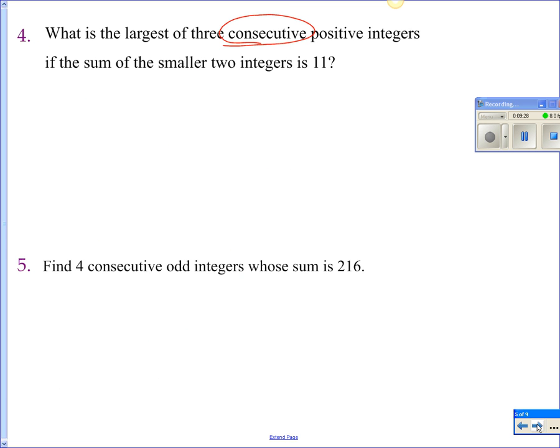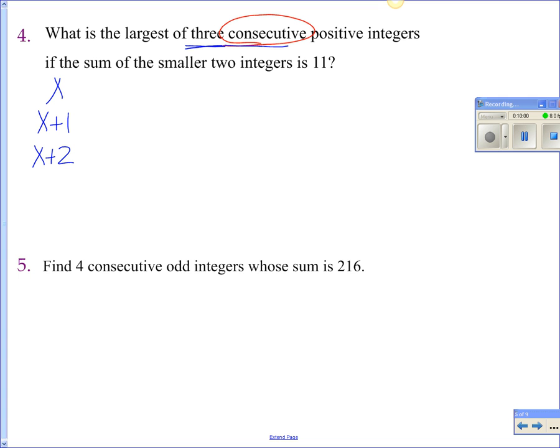Okay? So it does not say odd or even. So we're going to use this side. And we've got to look and see how many of them do we need? 3. Good. So it's the same thing. x, x plus 1, and x plus 2 for 3 consecutive. Okay, guys, this one you're going to have to read carefully. It says sum. What does sum mean to do? Add. But what does it say to sum? The smaller two. Good, thank you. It says to sum the smaller two.